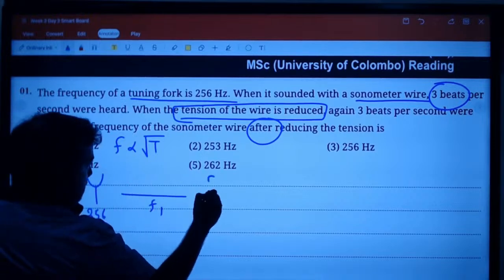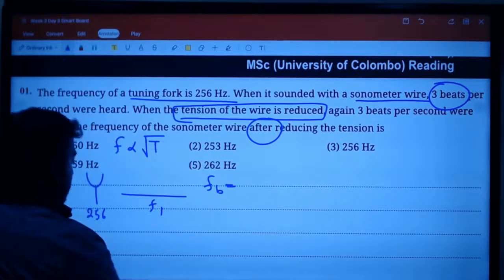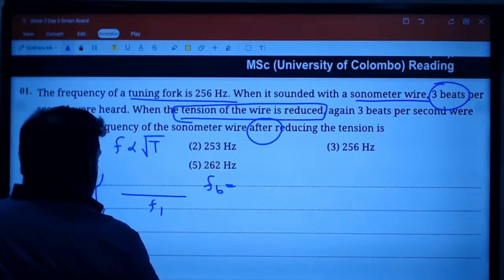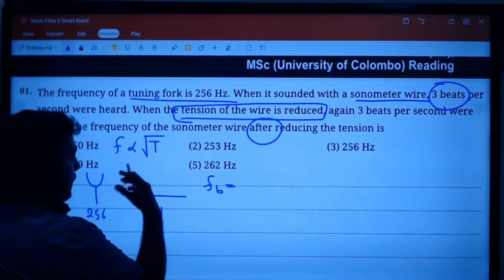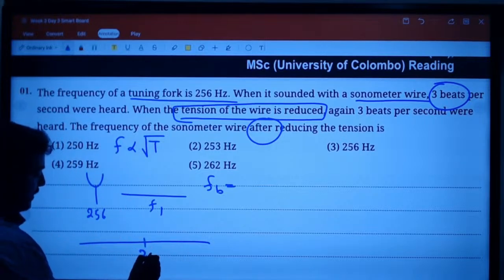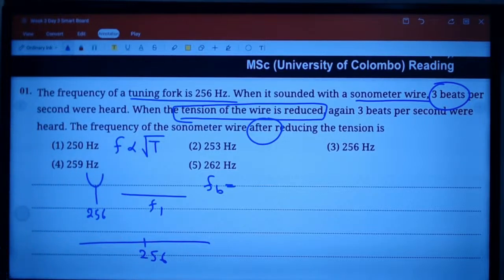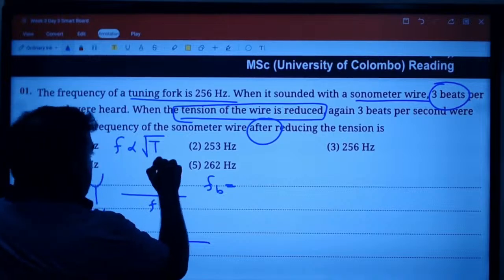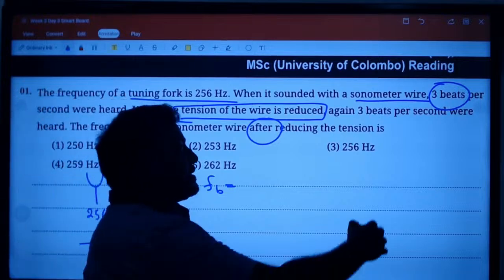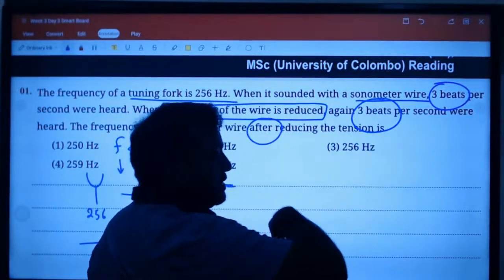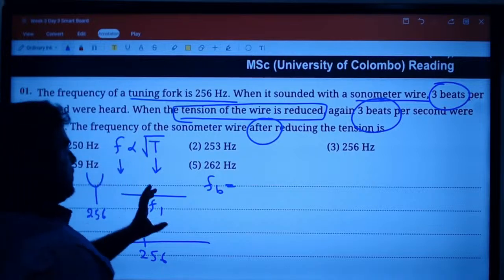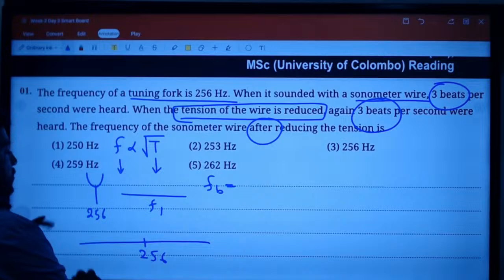Right. So your beat frequency here, be careful, is one of the two frequencies subtracted. So what is not changing? 256 Hz is not changing. So when I reduce the tension, frequency also reduces. But if you look at this, the beat frequency has not changed. So before reducing, also there were 3 beats. After reducing, also there are 3 beats.